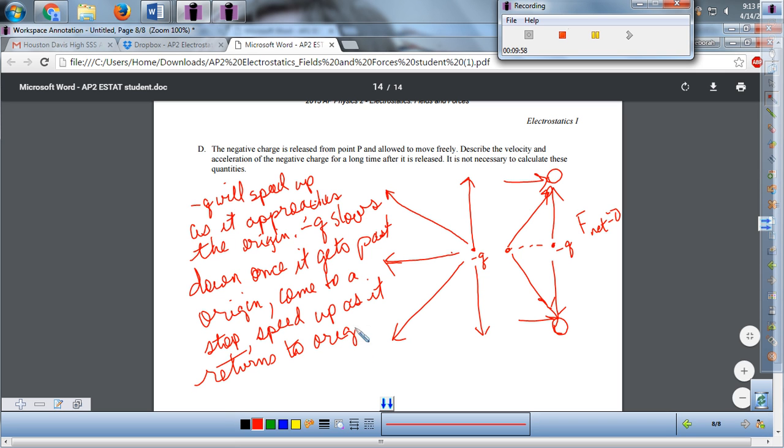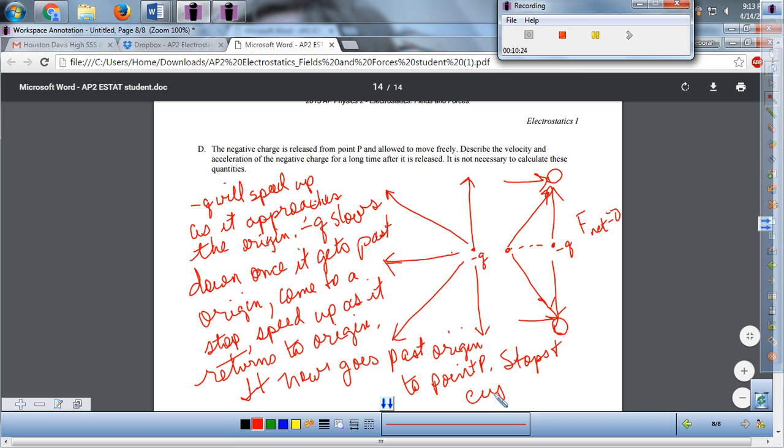Okay, it now goes past the origin back to point P, because again the forces are pulling it in that direction, past origin, to point P. It'll stop, and the cycle will start over again. So it really becomes like a simple harmonic motion. Cycle starts again.